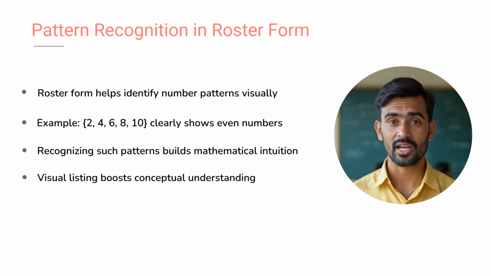Roster form also helps you recognize patterns easily. If I write the set braces 2, 4, 6, 8, 10, you can instantly tell that it's a set of even numbers. The pattern is visually obvious, and that's one of the great advantages of this form. So, roster form is not just for listing, it also trains your brain to see sequences and structures quickly.